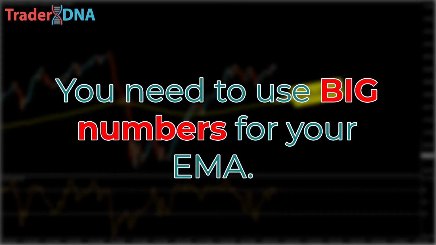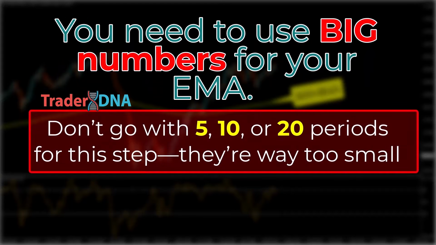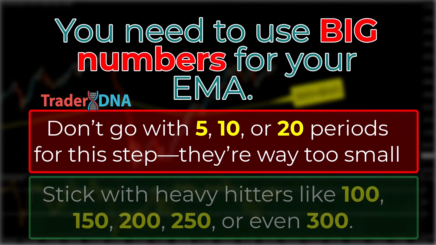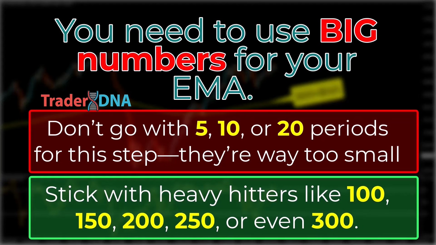Forget the tiny ones. Don't go with 5, 10 or 20 periods for this step. They're way too small and won't show you the bigger picture. Stick with heavy hitters like 100, 150, 200, 250 or even 300. These are the ones that reveal the real trend that the market respects.